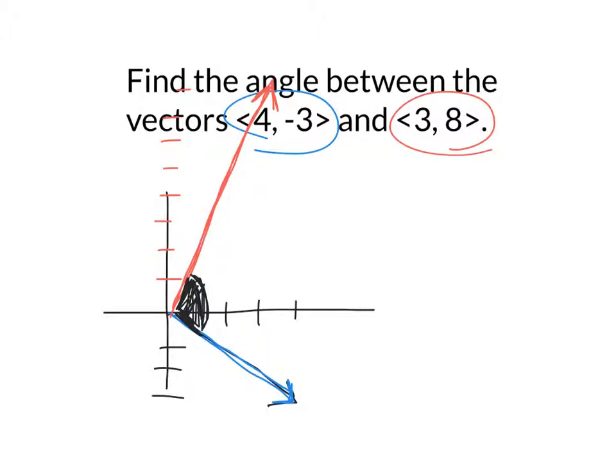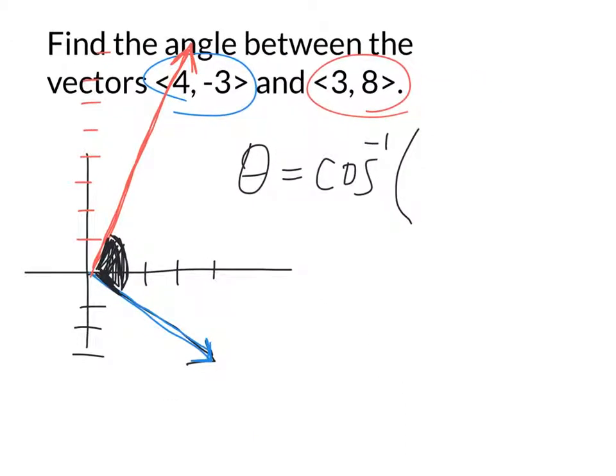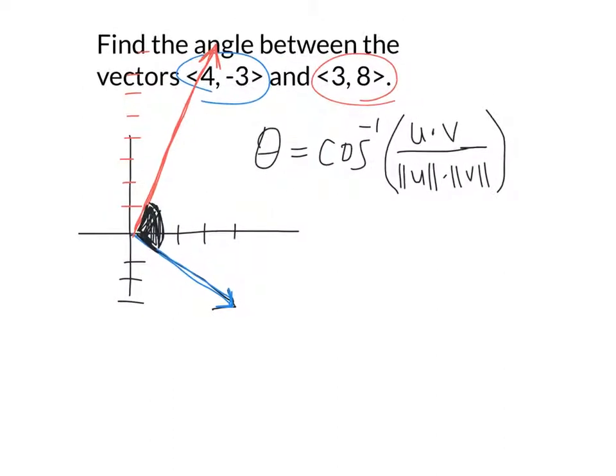Okay, so to do that, we need to find three things. That angle is found by taking the inverse cosine of two things. Number one, the dot product of these two vectors. One's u and one's v. It doesn't really matter which one is which. So we take the dot product in the numerator, and then we find the magnitude of the first vector and multiply it by the magnitude of the second vector. Okay, so magnitude just means length. So there are three things that we have to find. First, we have to find the dot product, and we have to find the magnitude of both vectors.